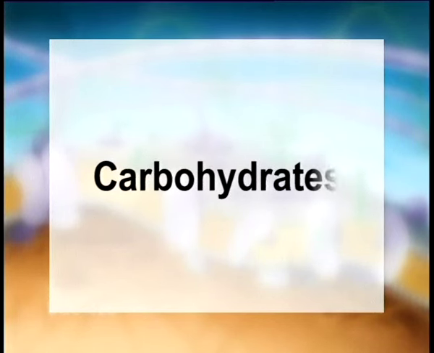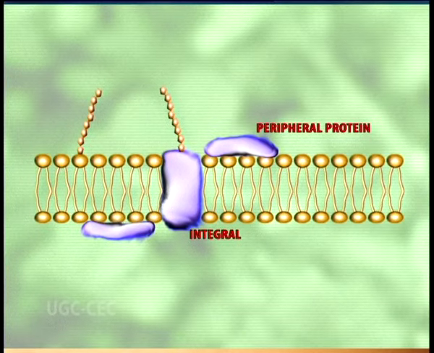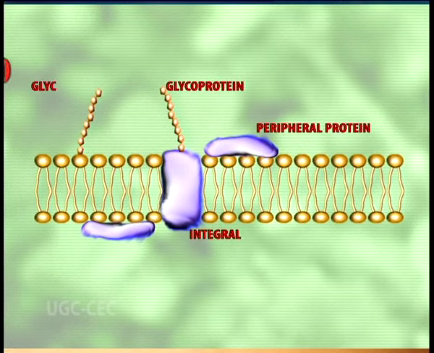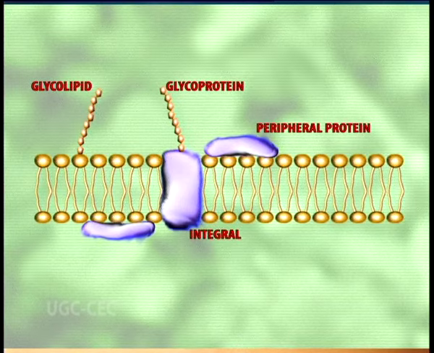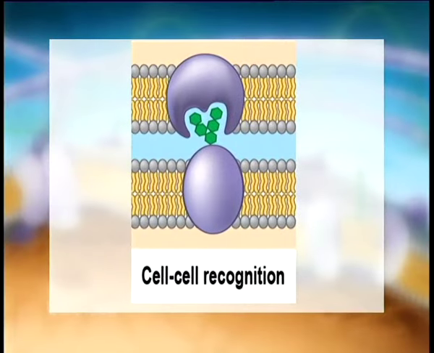The third class of compounds present in the plasma membrane are carbohydrates. Some proteins and lipids have carbohydrates attached on the extracellular side of the membrane, forming glycoproteins and glycolipids. These form a layer of carbohydrate chains on the outer side called glycocalyx. Carbohydrates are important for cell-to-cell recognition.